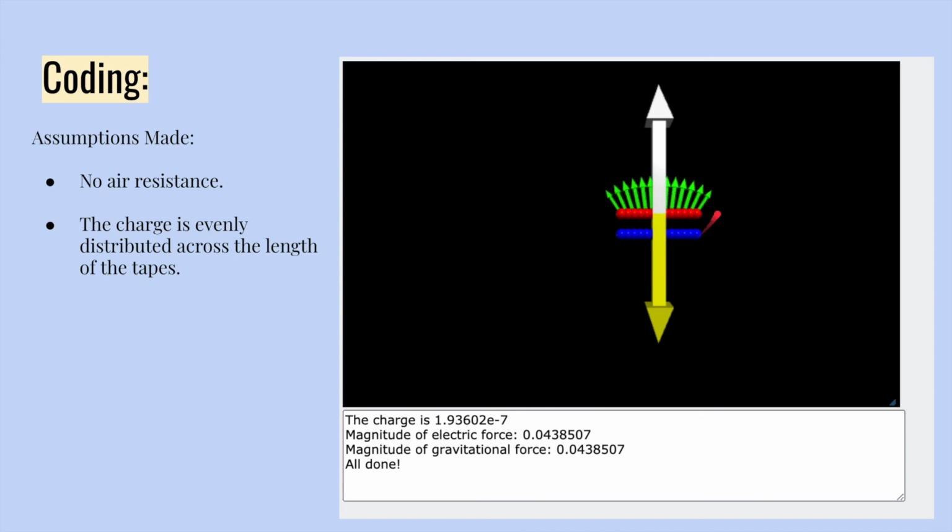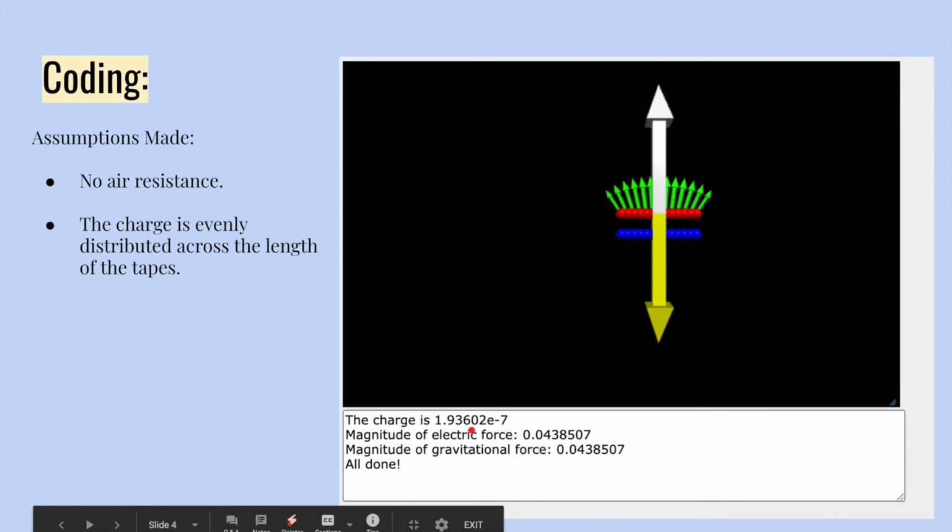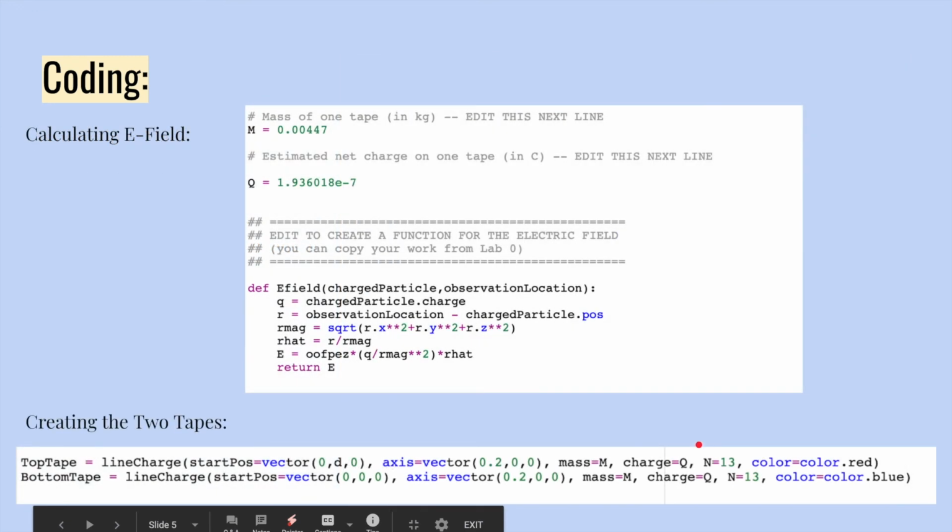As you can see here, this is now tape B, and this is now tape A, and you actually have all of these electric field vectors from tape A on tape B. This is the electric force, and this is the gravitational force. Our calculated charge is 1.93602 times 10 to the negative 7th coulombs. The magnitude of electric force and gravitational force are equal, and their values are 0.0438507 newtons.